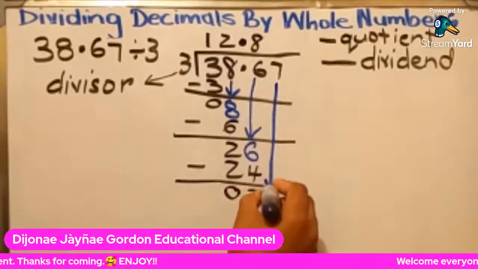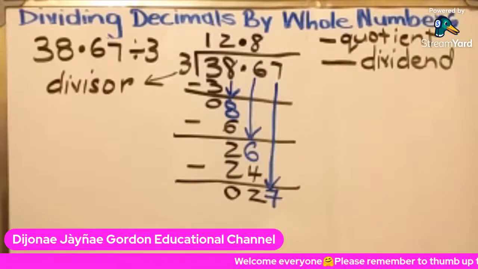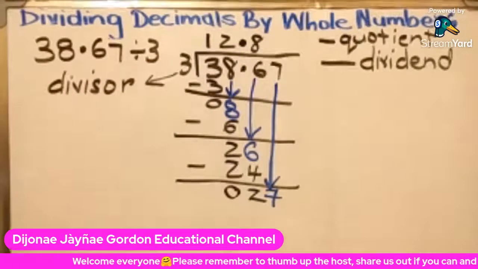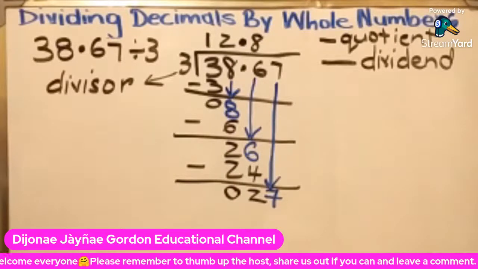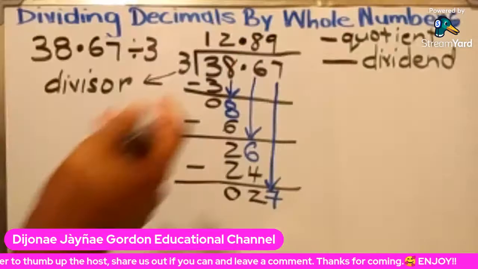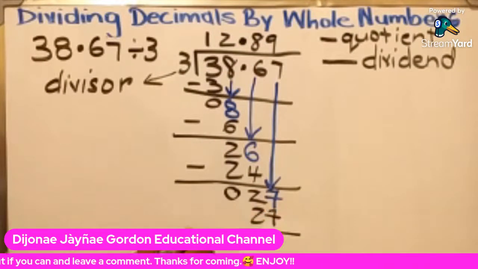And of course, the 7 is in the 100th place. All right. So now we're going to say, how many groups of 3s can we get from 27? And of course, we can get 9 groups. And 3 multiplied by 9, of course, that is 27. We're going to take away now.